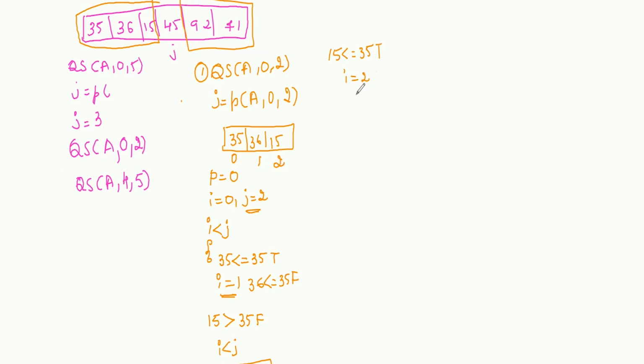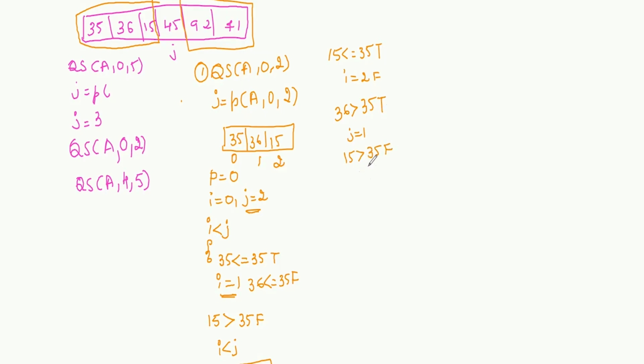But then when I'm checking now whether the I value is less than high, it is becoming false. Hence I'm not going to increment the value. Next, I'm going to check for j. Now I'm going to check whether 36 is greater than 35. Yes, this is true. Hence, I'm going to reduce the value of j. J is going to become 1. Now, once again, I'm going to check whether 15 is greater than 35. Now, this is false. Hence, I'm going to stop.